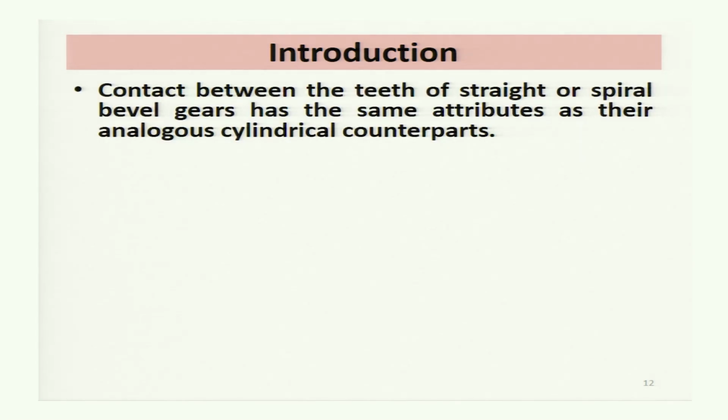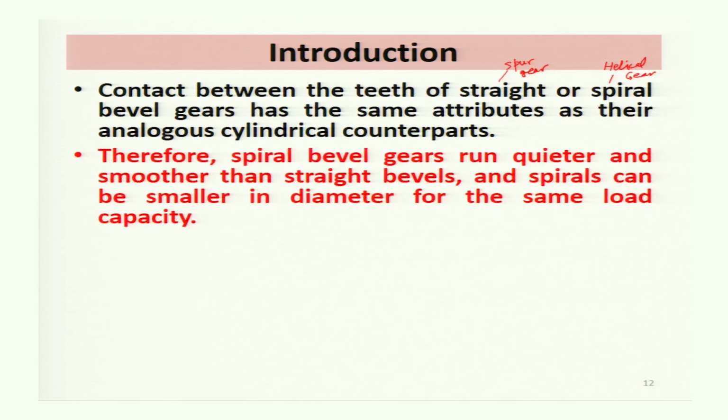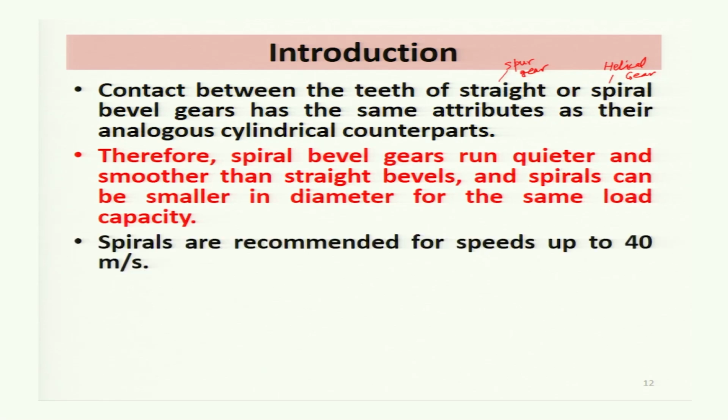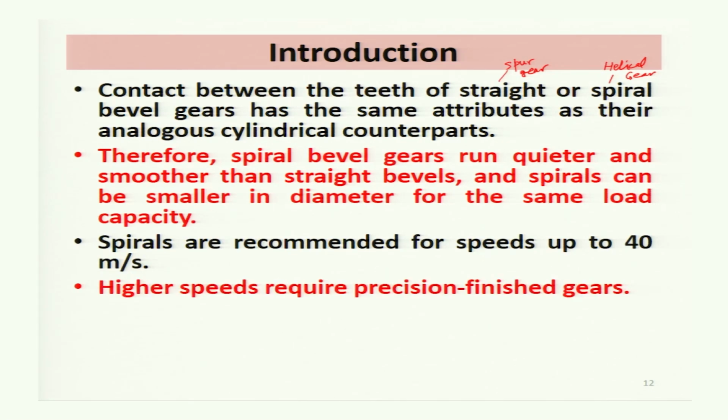Now, contact between the teeth of straight or spiral bevel gears has the same attributes as their analogous cylindrical counterparts, the spur gear and helical gear. So, a straight bevel gear is analogous to the spur gear, and a spiral bevel gear is analogous to the helical gear. Therefore, spiral bevel gears run quieter and smoother than straight bevels, and spirals can be smaller in diameter for the same load capacity. Spirals are recommended for speeds up to 40 meters per second. Higher speeds require precision finished gears.